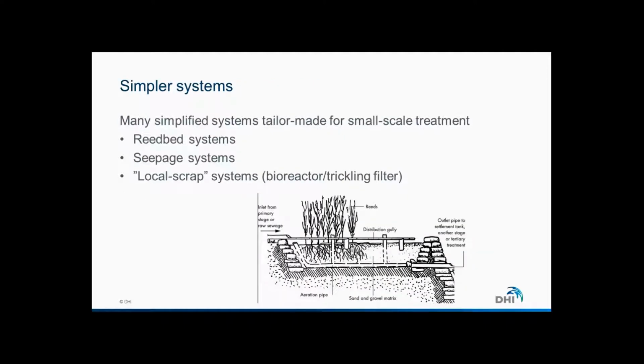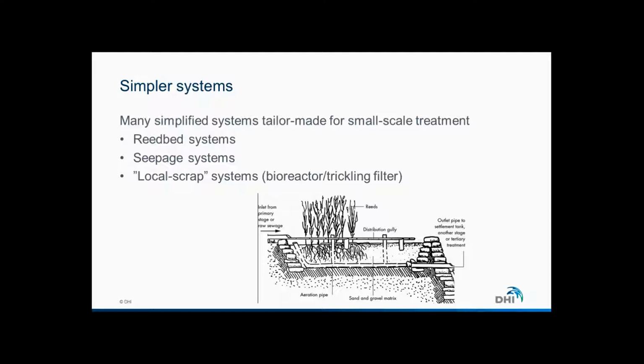systems. How about this one, a reed bed system, where you use the natural conditions in a reed bed that you construct to remove, for instance, nitrogen, phosphorus, and BOD, and it's very good for, for instance, domestic and also agricultural runoff. You may also establish seepage systems, where you actually seep the water down into the ground and have the biology in the ground taking care of what is going to be taken away.